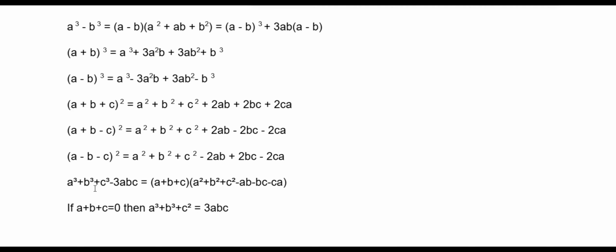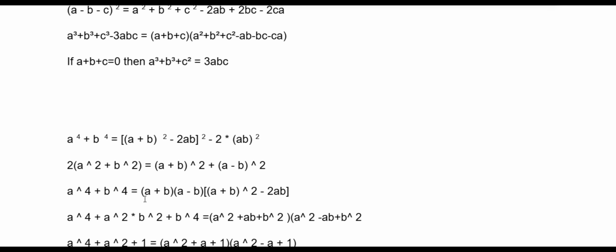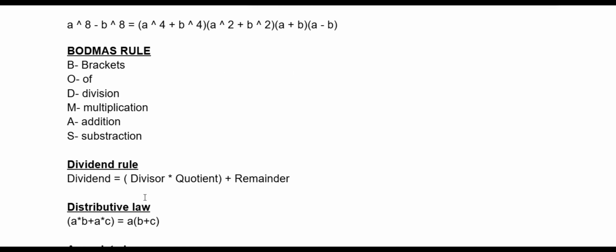Okay, a cube plus b cube plus c cube minus 3abc is equal to (a plus b plus c) into (a square plus b square plus c square minus ab minus bc minus ca). If a plus b plus c equals 0, then you will get a cube plus b cube plus c cube equal to 3abc. Because if this is multiplied by 0, it cancels and this comes to this side. So that's how these two are interlinked. Generally you will get a question from this. Okay, and there are some more.